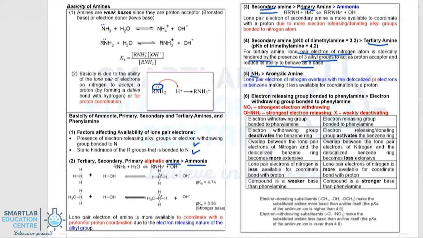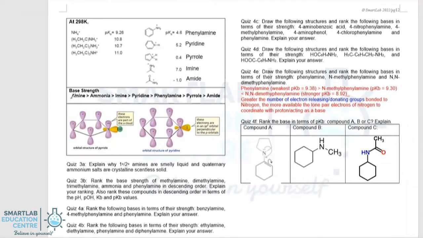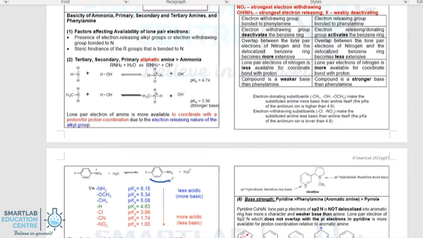Finally, ammonia will be a stronger base than aromatic amine, primarily because in the case of phenylamine, the lone pair electrons of nitrogen will overlap with the delocalized pi electrons in the benzene, rendering them less available for coordination to a proton. Thus, in conclusion, we can safely say that amines are stronger bases than ammonia, and ammonia is stronger than phenylamine. Let's continue now on the strength of the various phenylamines, where a different Y group is bonded to phenylamine.